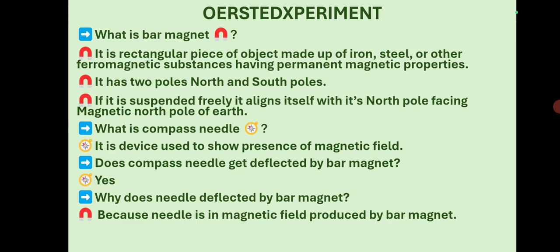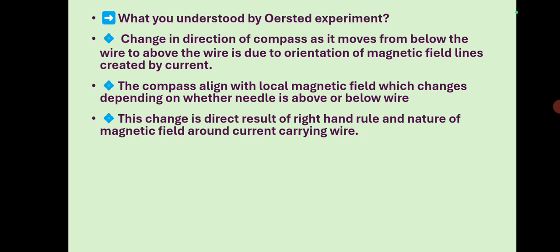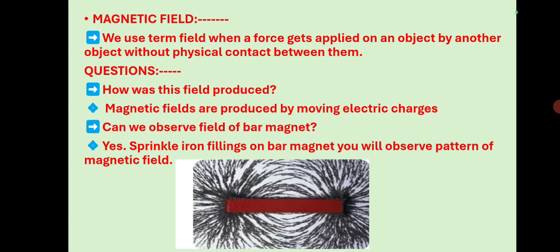The first one is the bar magnet. A bar magnet is a rectangular piece of object made up of iron or steel or other ferromagnetic substances, having permanent magnetic properties. Now this is the bar magnet. In the diagram you see this red color; we call it a bar magnet. It is made up of ferromagnetic material.